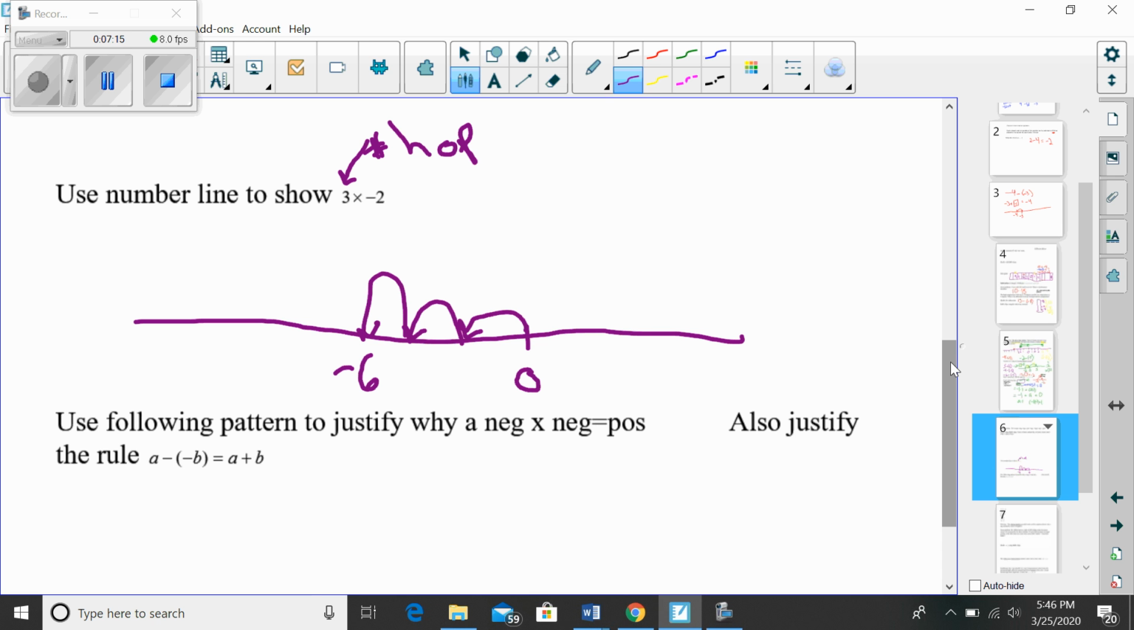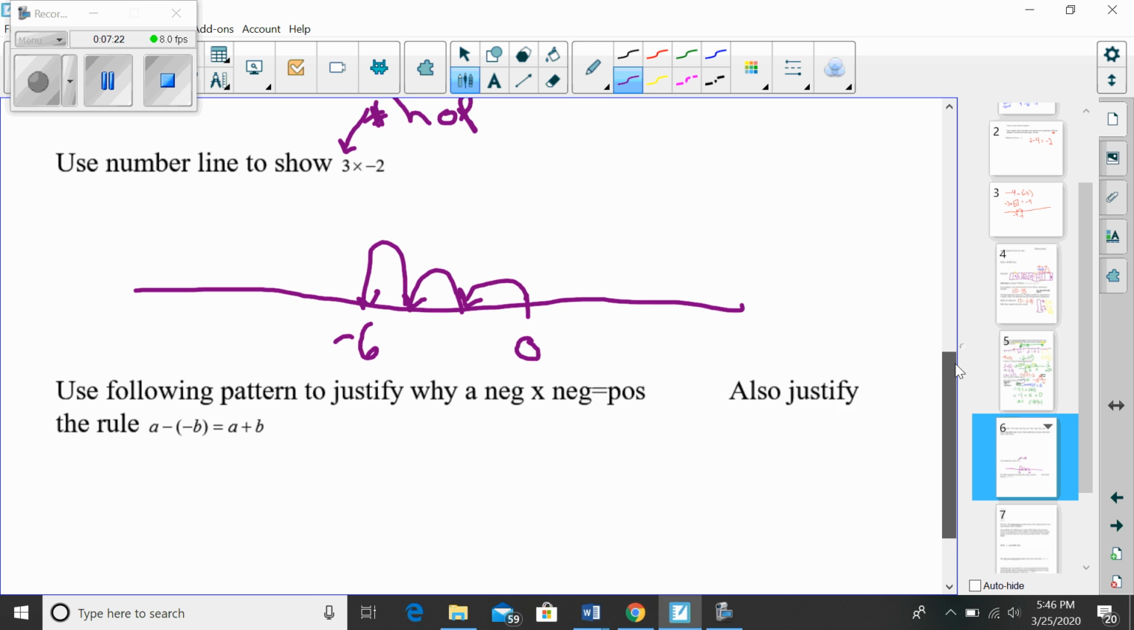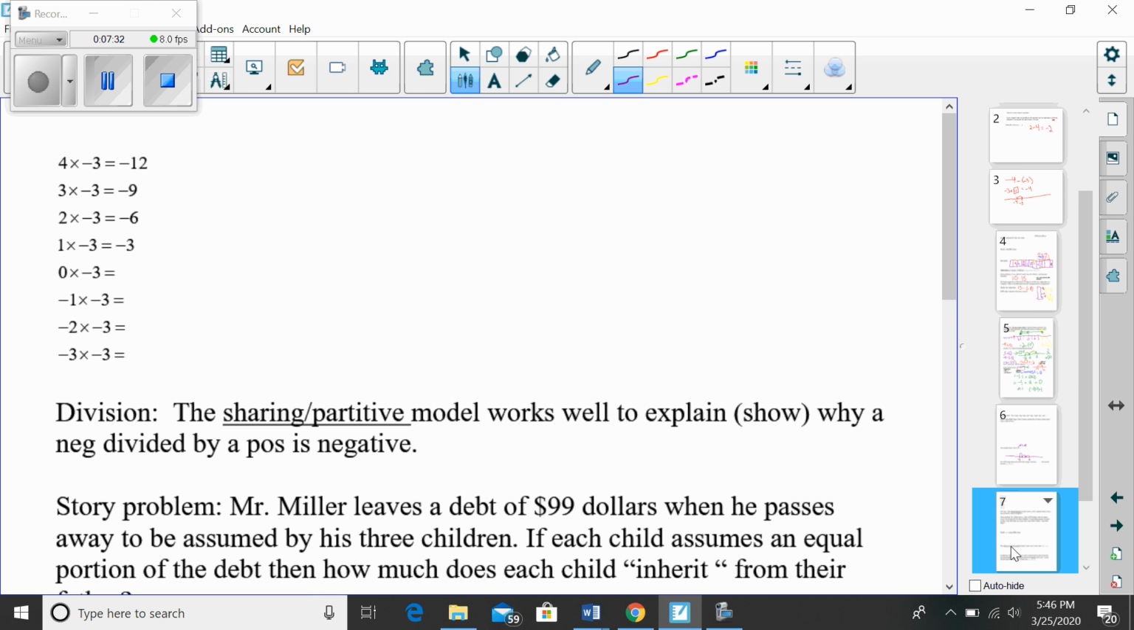All right, it's a little harder to show -2 hops. So I haven't done a number line using the number of hops being negative. We also could consider a pattern approach. So patterns are a wonderful part of mathematics. And again, a negative times a negative has to be a positive in order to be consistent with other things that we've agreed upon. So if we look at this column and notice that the factors here are decreasing by 1, okay?